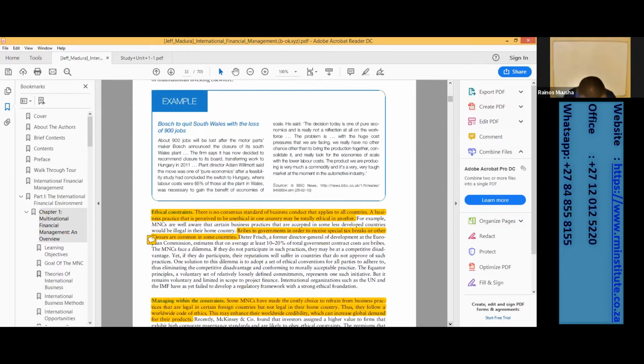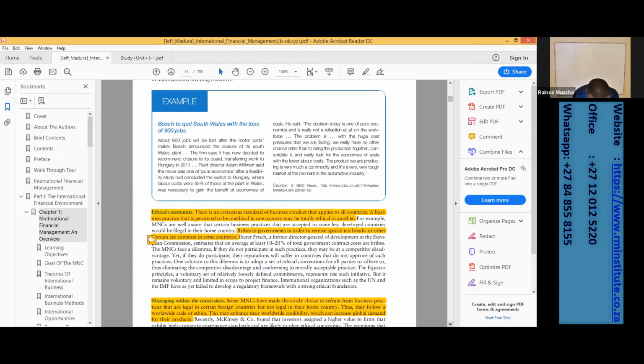The other issue, if you go to the next paragraph, is that they also look at ethical constraints, where they say there is no consensus standard of business conduct that applies to all countries. So a business practice that is perceived to be unethical in one country may be totally ethical in another. For example, multinational corporations are well aware that certain business practices are accepted in some less developed countries.